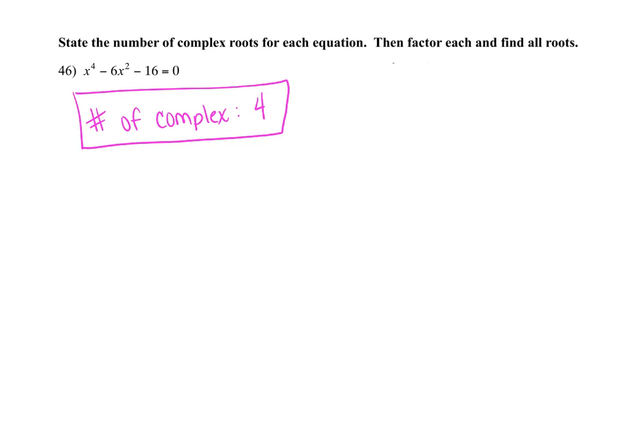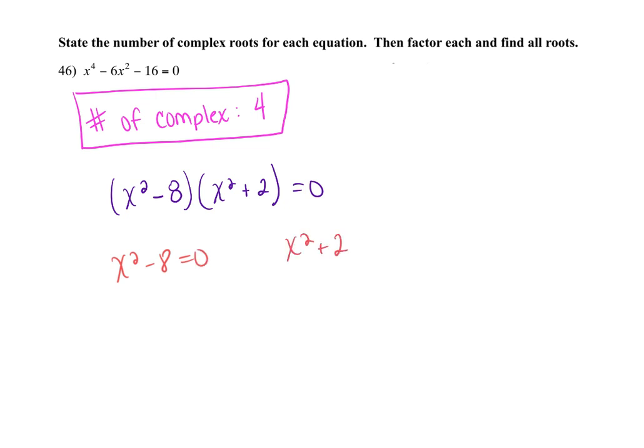Factor and find the roots. Well, factoring's not hard. I need factors of 16 that subtract to give me 6. Well, that's going to be x squared minus 8, x squared plus 2, right? Negative 8 and positive 2. In this case, it actually wants me to find the roots. So I'm not just factoring like I was on that other problem where I just listed all the factors. I need to set each factor equal to 0 and solve it, all right? So I'm going to say x squared minus 8 equals 0, x squared plus 2 equals 0.